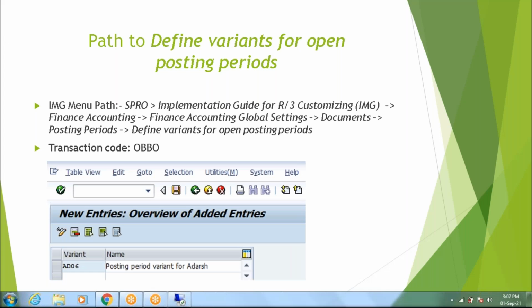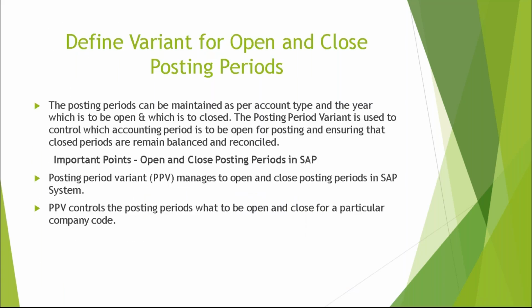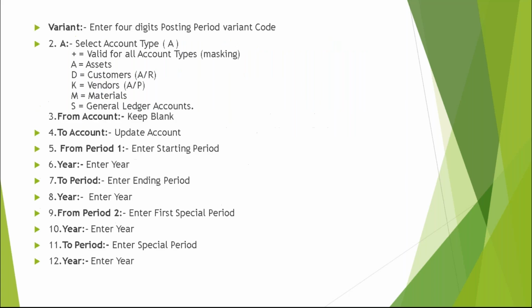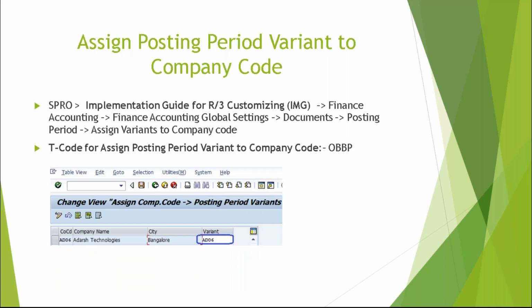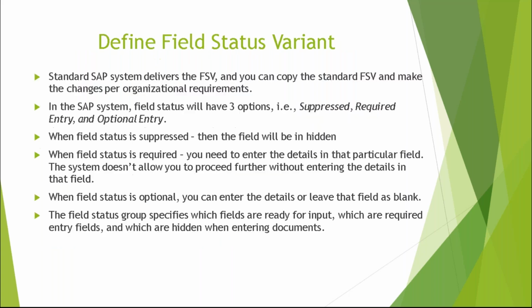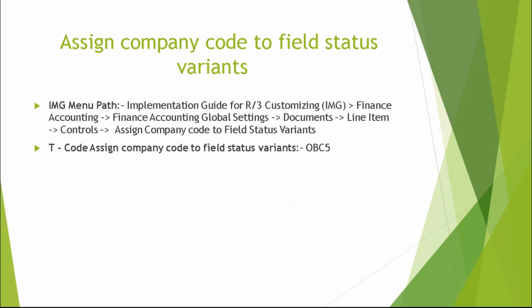So define variants for open posting periods. Define variant for open and closing posting periods. Define the open and closing posting periods. Assign posting variant to company code. Define field status variant. Then assign company code to field status variant.